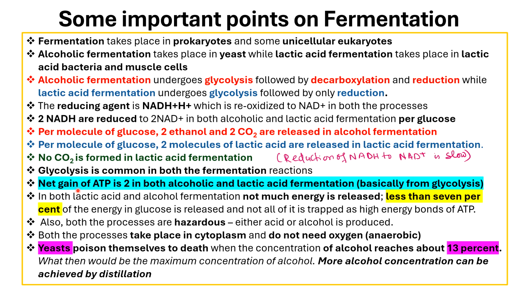In both types of fermentation reaction, the common reaction pathway is the glycolytic pathway. If we have to talk about the net gain of ATP in fermentation, it is 2 for both types of fermentation pathways, and the 2 ATPs come from the glycolytic pathway.